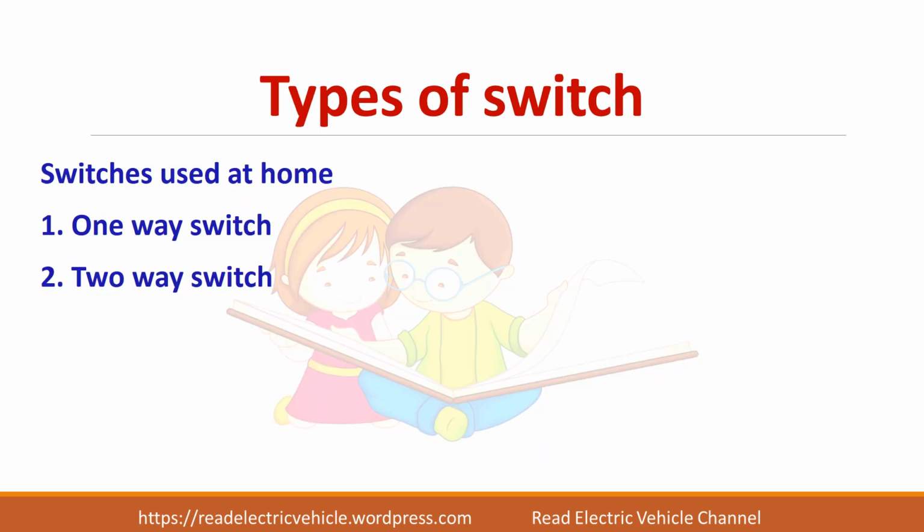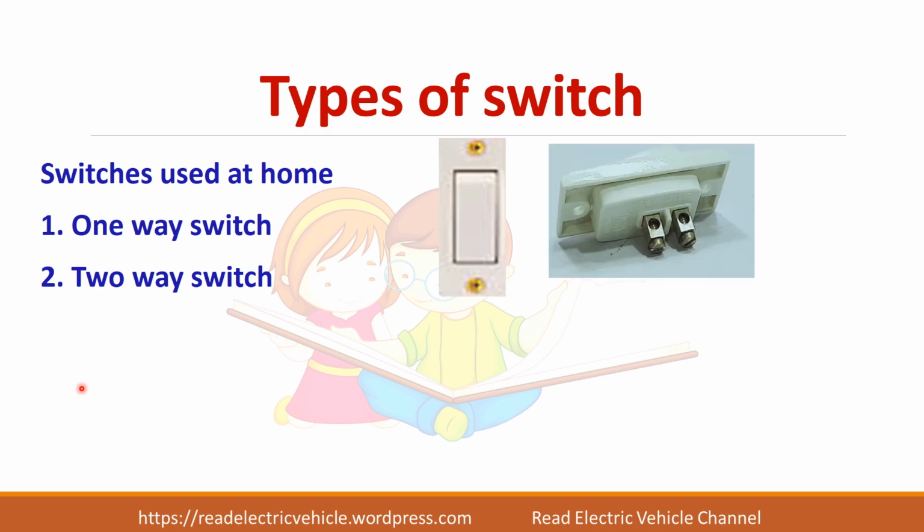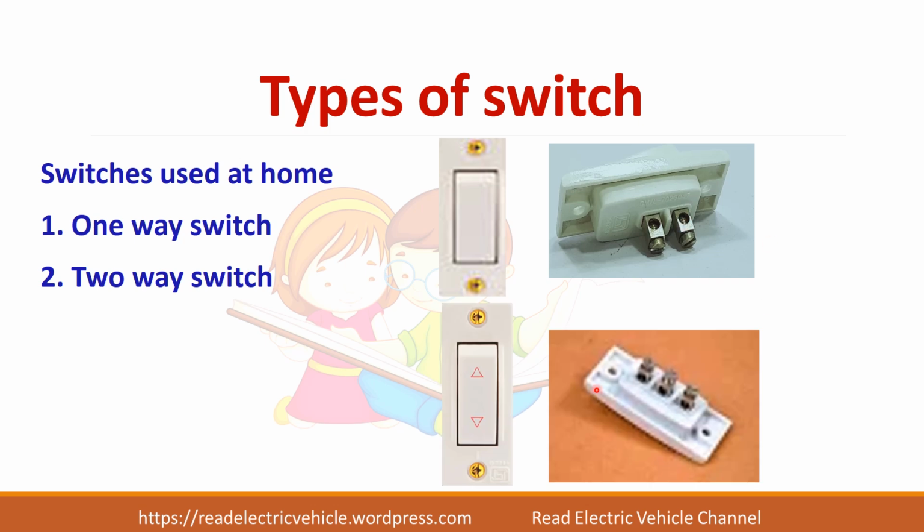Basically, there are two types of switches used at home. One is the one-way switch, which has two terminals, and the other one is the two-way switch, which has three terminals. Normally it will be indicated by dots or some arrows. Some indication will be there. Without that also switches are available. Now in this video we will be seeing about how to wire this two-way switch.